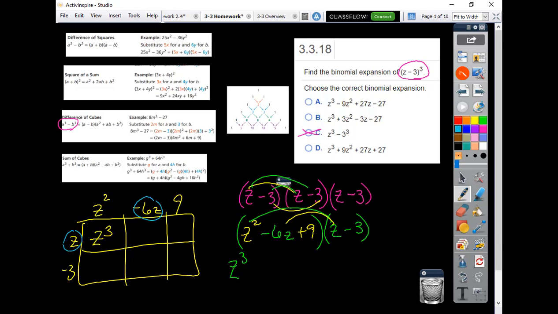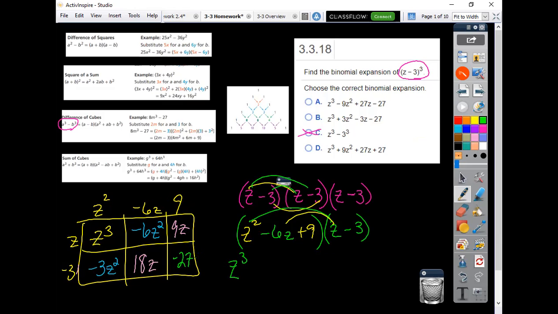Negative 6 times this z would be negative 6z squared. Now to color code this, my other z squared would be right here, this negative 3 times this z squared. We'll keep the parts that go together. This z times this 9 would be 9z, and this negative 6z times this negative 3 would be 3 times 6, 18 z's. And then lastly, we have that bottom right corner there with the 9 times the negative 3, negative 27.